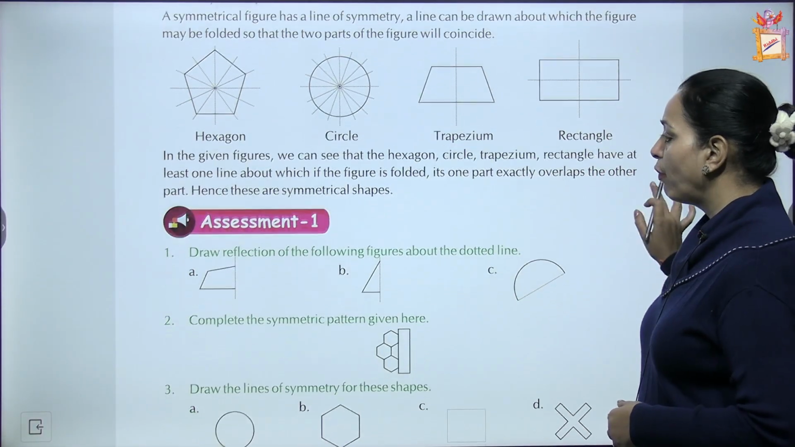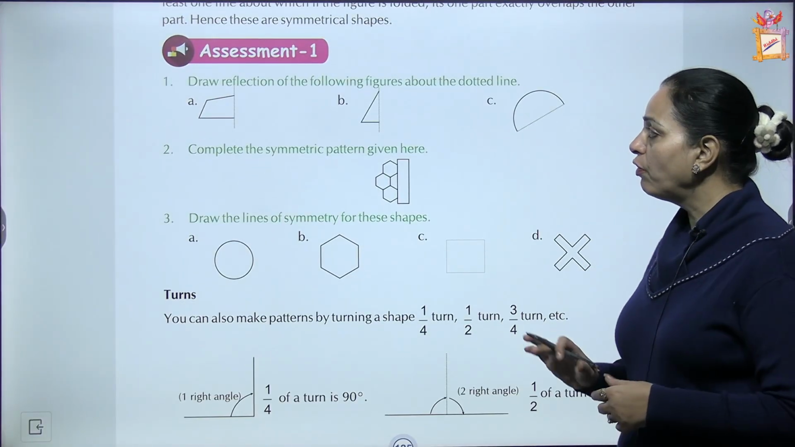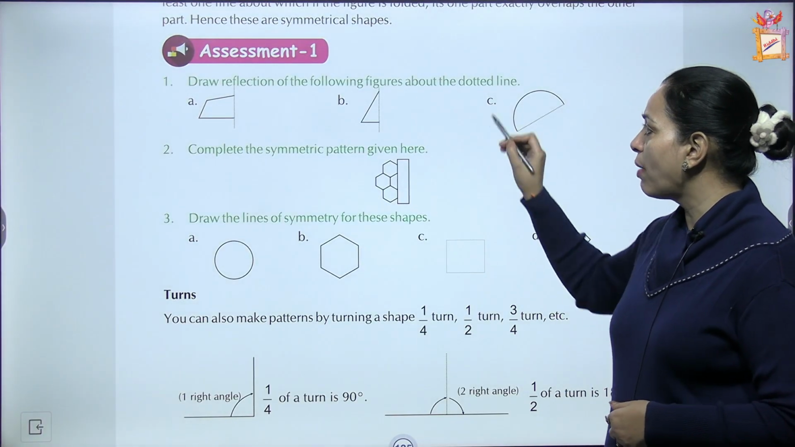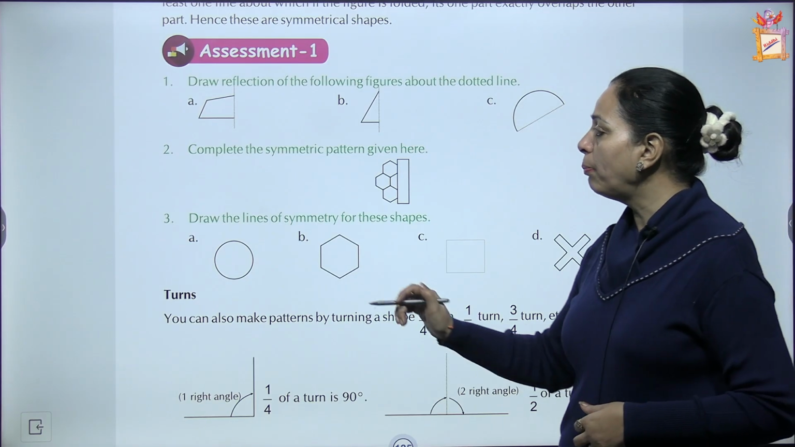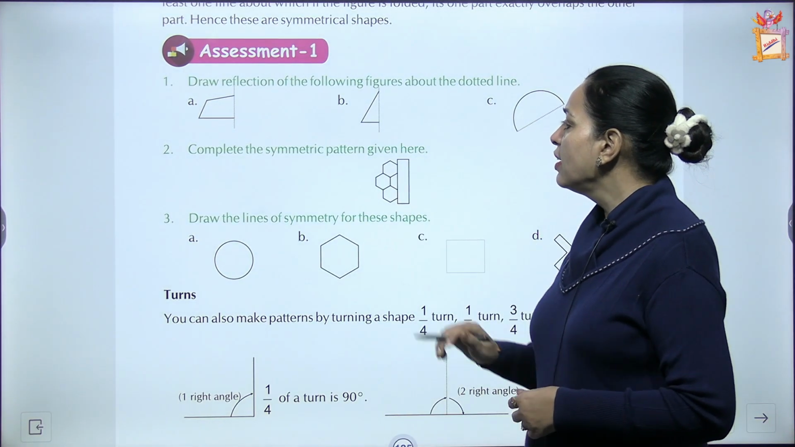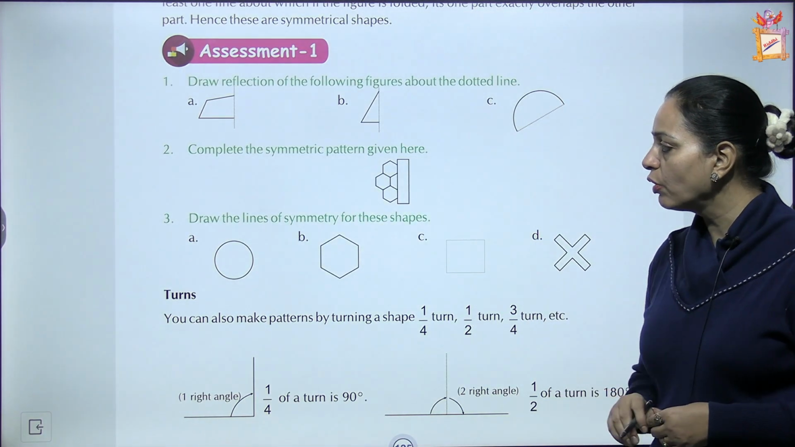Now see assessment 1, question number 1. Draw reflections of the following figures about the dotted line. So we can complete it. The second one, complete the symmetric pattern given here. We can draw this one also.